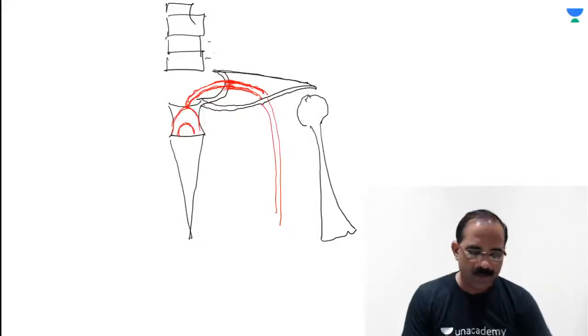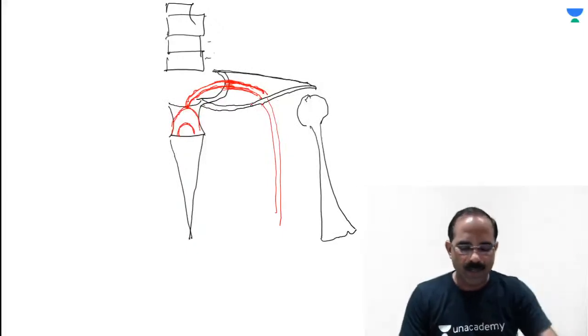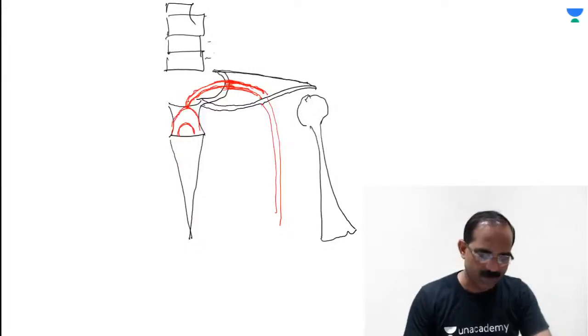Axillary artery. Are you clear? So this is the subclavian artery. It crosses the first rib. Now it is known as what? Axillary artery. The axillary artery enters the apex and now comes into the axilla.